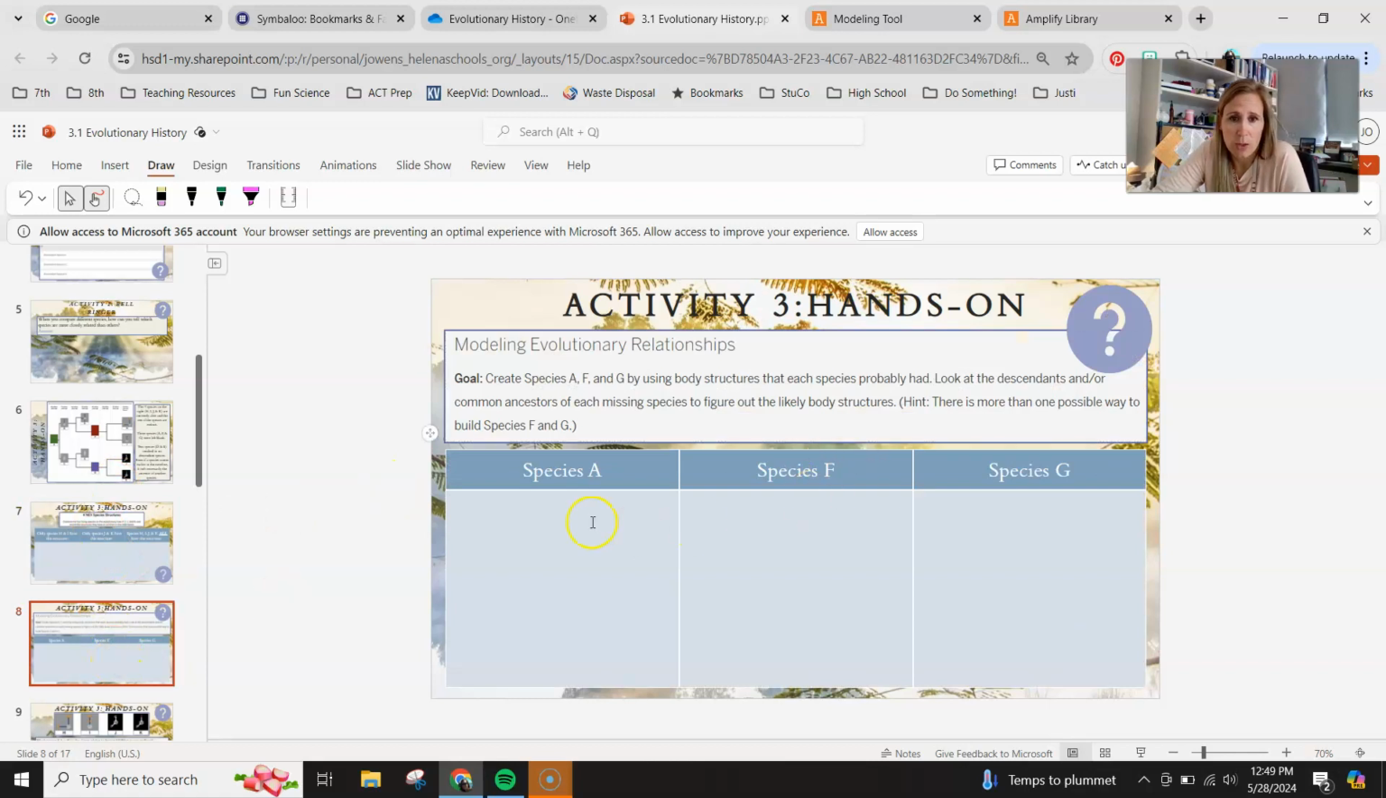Okay, then you are going to recreate what species A, F, and G look like by using body structures that each species probably had. Look at the descendants and/or common ancestors of each missing species to figure out the likely body structures. So for this, I want you to focus definitely on color and shape.